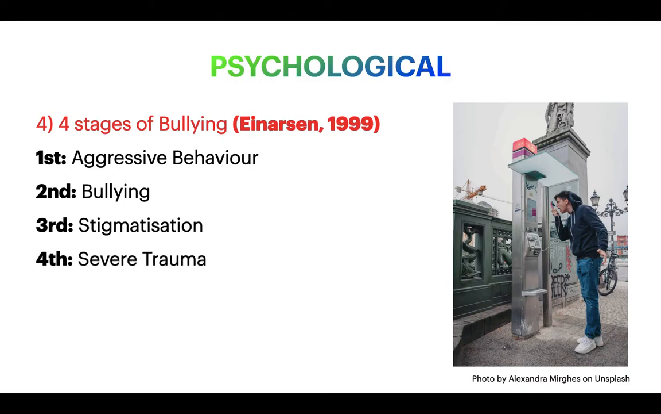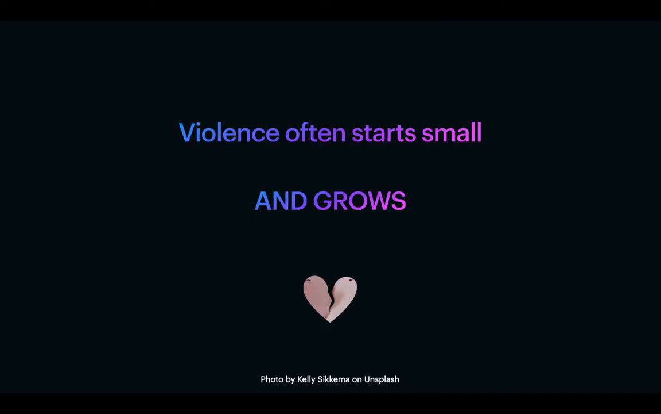And then finally is severe trauma. So this builds up over time and becomes very traumatic. The person may start feeling very anxious, go into panic attacks, right? They may start shaking when they see their bully appear. That happens often for bullied victims, right? They feel a sense of incredible stress and panic when their bully appears in front of them or they see a picture of the bully, right? So violence often starts small and it grows, right? So keep this in mind.